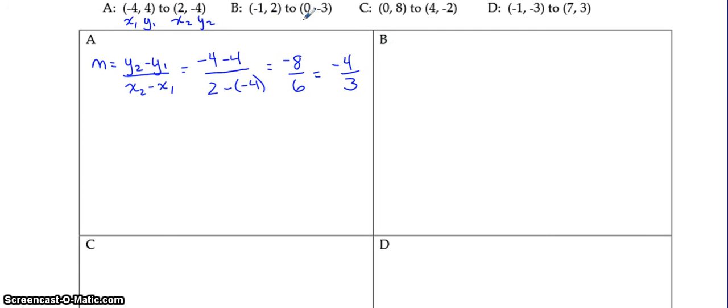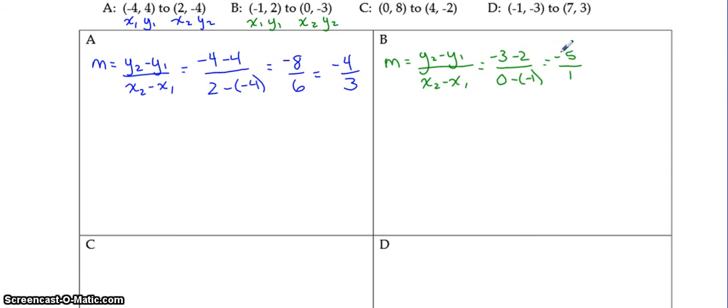Try that again using example B. So the first point is x1, y1. The second point is x2, y2. So to calculate the slope, y2 minus y1 over x2 minus x1, we have negative 3 minus 2 over 0 minus negative 1, which is negative 5 over 1. And to put that into lowest terms, that's just negative 5.